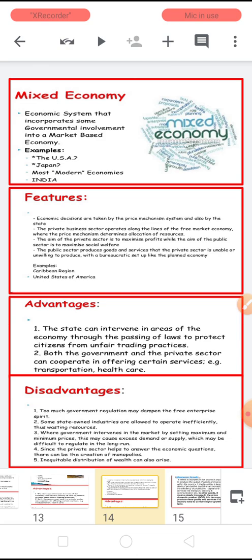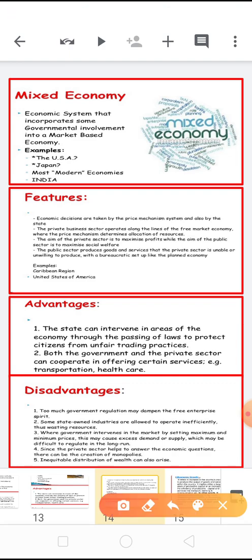Now we are going to learn the last type of economy, which is the mixed economy. What is a mixed economy, children? A mixed economic system refers to a system in which the public sector and the private sector are allowed their respective roles in solving the central problems of an economy. In the mixed economy, the government and the market together solve the three central problems, that is, what to produce, how to produce, and for whom to produce.